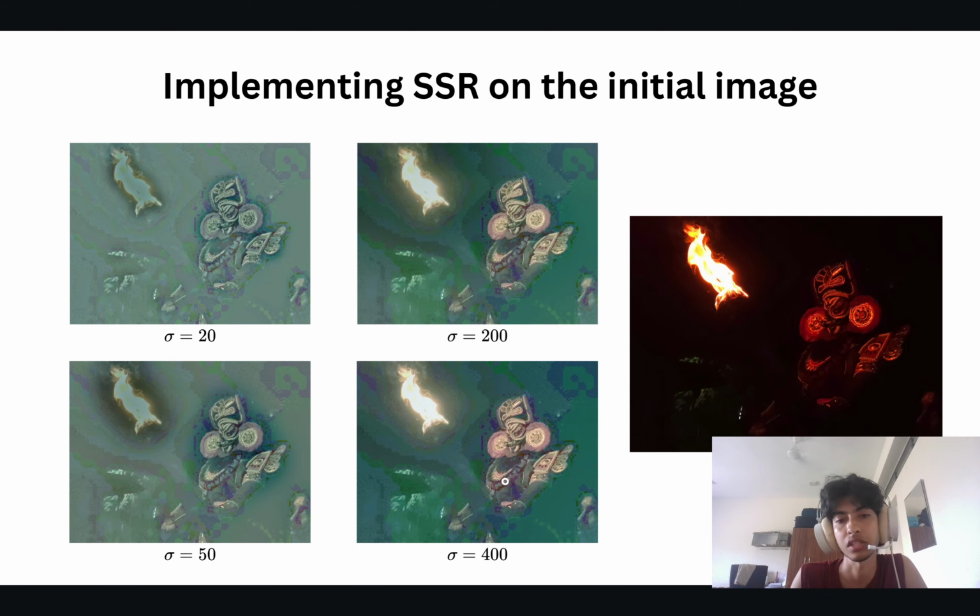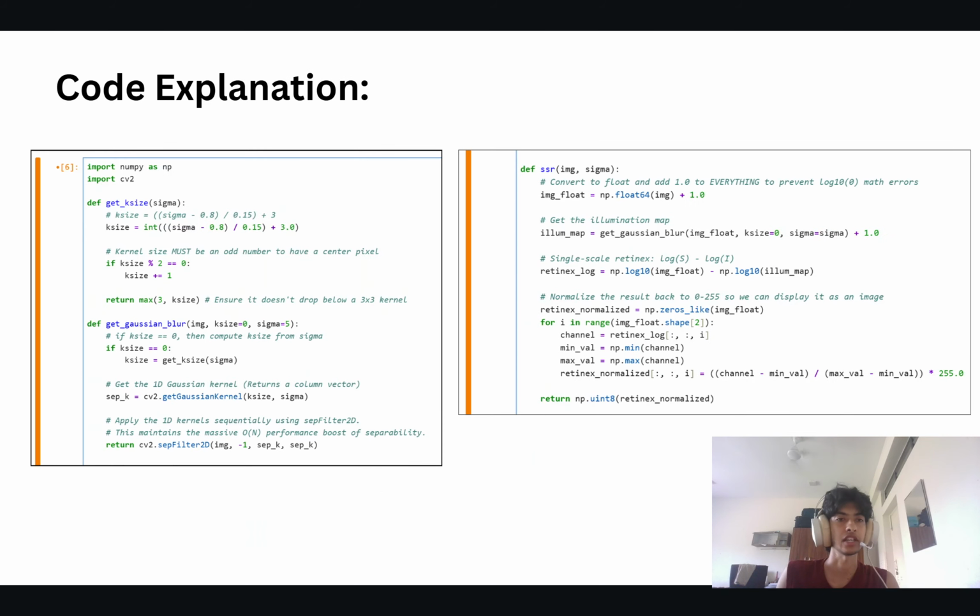And if you see sigma is equal to 400, it's more blurred out, if you can see. Okay, let's move on to the next one. So I'll just be explaining what code I actually ran here. I used OpenCV as a library and NumPy. Now what is k size?